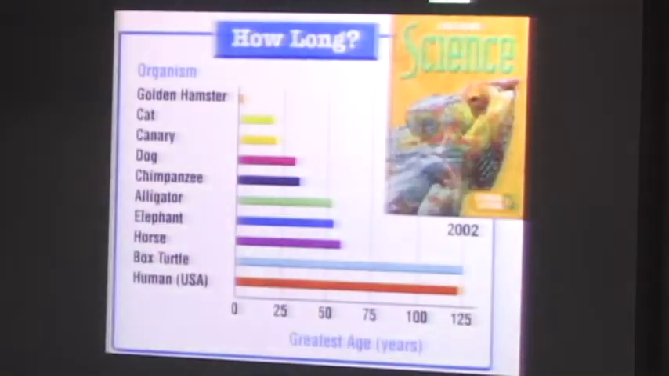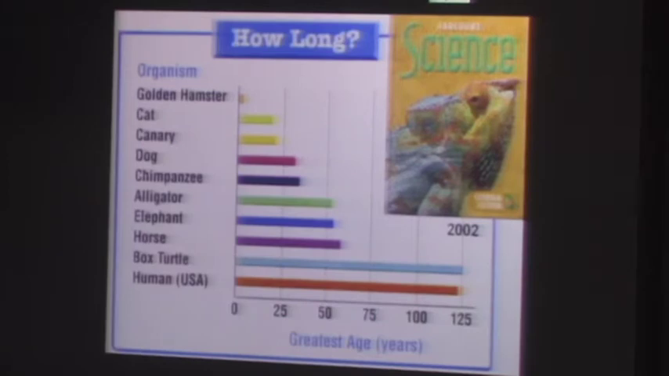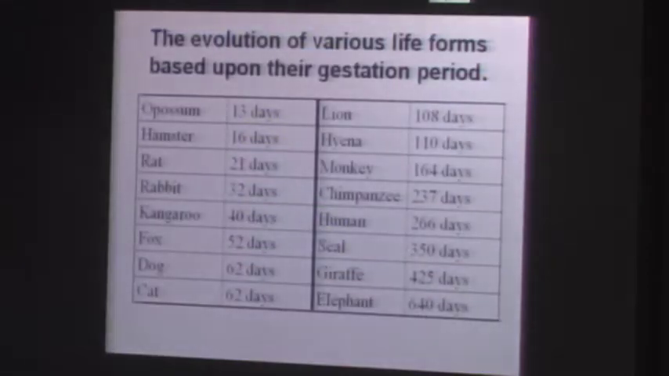Hey, how come the evolutionists are always comparing things that fit their theory? Why don't they show us the things that don't fit their theory? Like, let's just say we're going to examine how things evolved based upon how long they lived. Well, we could arrange animals by how long they live, and we'll find out the hamster evolved first, slowly turned into a cat, and then a canary, and then a dog, and then a chimpanzee, and an alligator, elephant, horse, turtle, and human. We made it, folks. We made it. Let's arrange the animals based on how long they're pregnant, their gestation period.